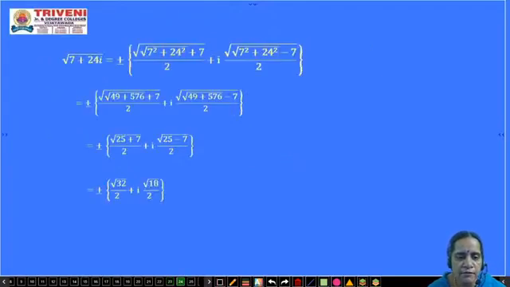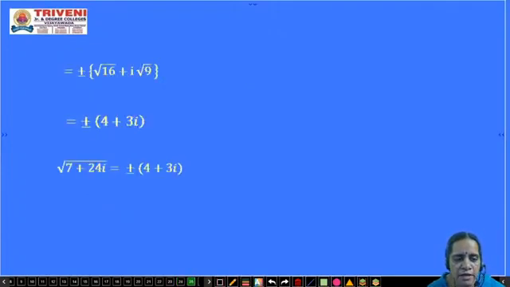We have to put the value of a is equal to 7 and b is equal to 24 in this solution. Under the root of 49 plus 576, plus 7 by 2, plus i into square root of 49 plus 576 minus 7 by 2. Here 49 plus 576 is nothing but 625. The root of 625 is 25. Root of 25 plus 7 by 2 plus i into square root of 25 minus 7 by 2. That we can get, plus or minus root 32 by 2 plus i root 18 by 2. That is root 16 plus i root 9. Root 16 is nothing but 4 and root 9 is nothing but 3i. That is, square root of 7 plus 24i is equal to plus or minus 4 plus 3i.